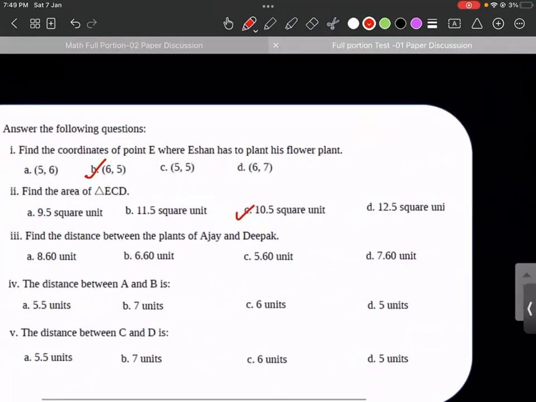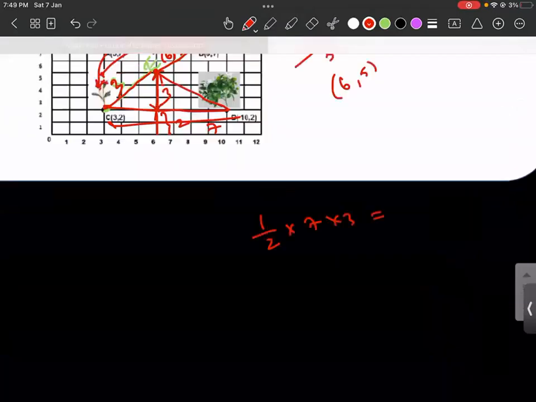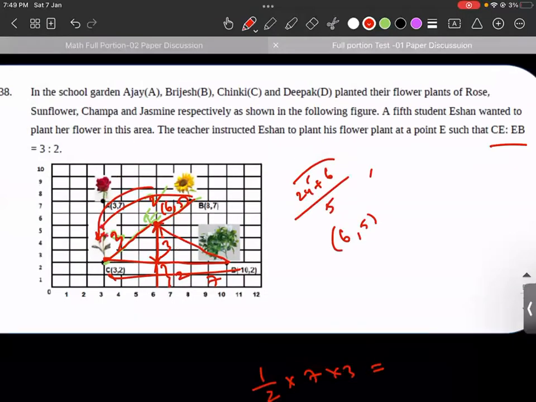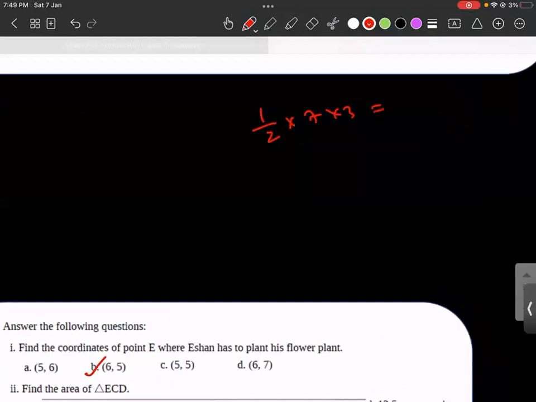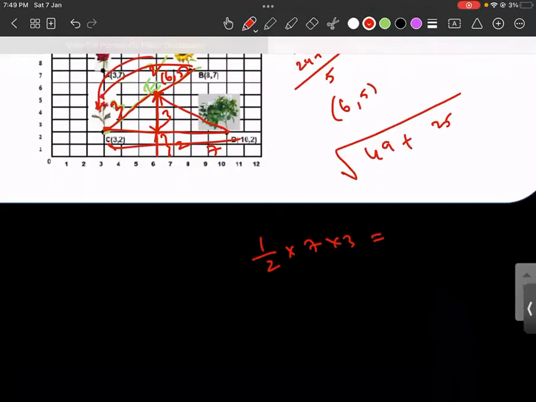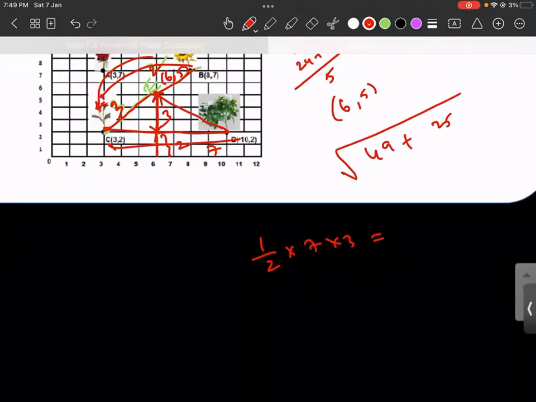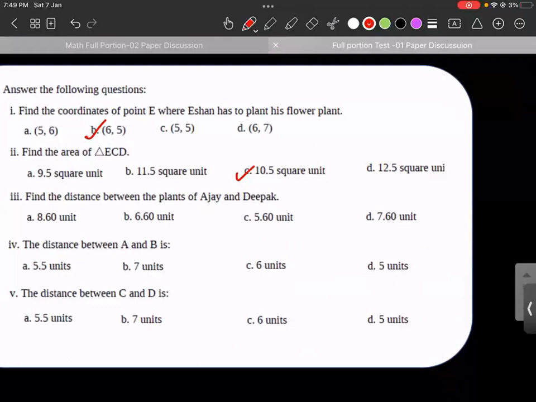Yes. Find the distance between the plants of Ajay and Deepak. Ajay is here. Deepak is here. So AD distance is root of 49 plus 25. So it is root of 64, 8 or 9. So what is that? There is no option. Oh, so root of 49 plus 25 is root 74. So root 74 will be 8 point something. So 8.60 should be the answer. Correct?